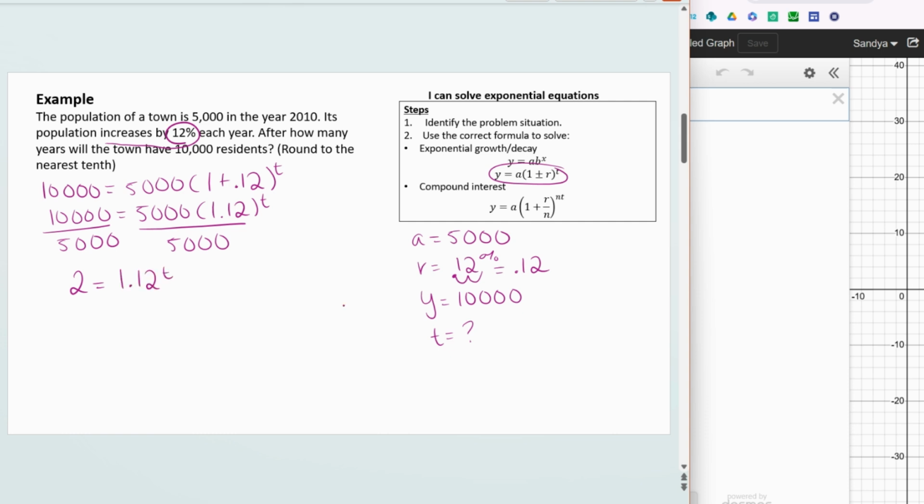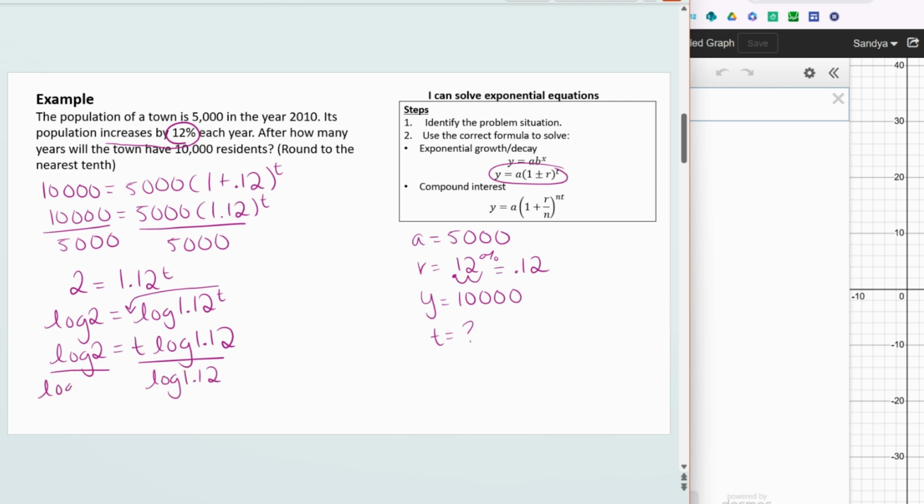Okay, so now let's go ahead and take the log of both sides. So we do the log of 2 equals the log of 1.12 to the t. Okay, so now to solve this, we're going to use that power property and go ahead and bring that t down in front. So we have the log of 2 is equal to t times the log of 1.12. Okay, so now we need to solve for t. We can solve for t by going ahead and dividing both sides by the log of 1.12. Right, so I'm going to divide both sides by the log of 1.12.